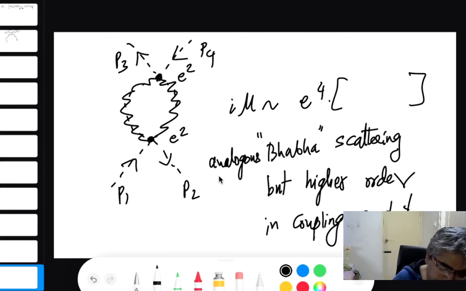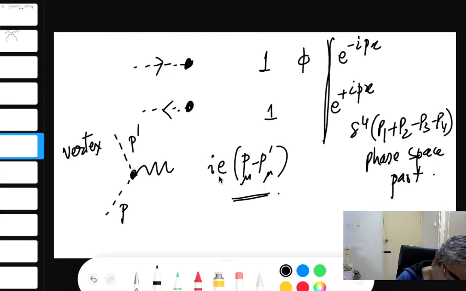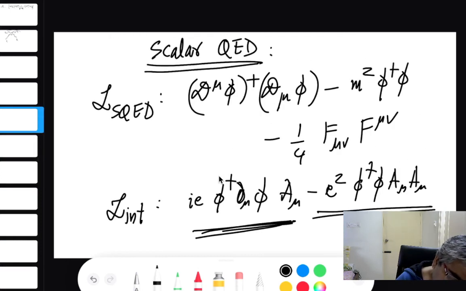Okay. Now let's look at this. There are issues with these higher order corrections, and we have to deal with them. There is a systematic way of dealing with them. Whereas this appears automatically in the scalar QED Lagrangian, this higher order term only contributes to processes at higher order.